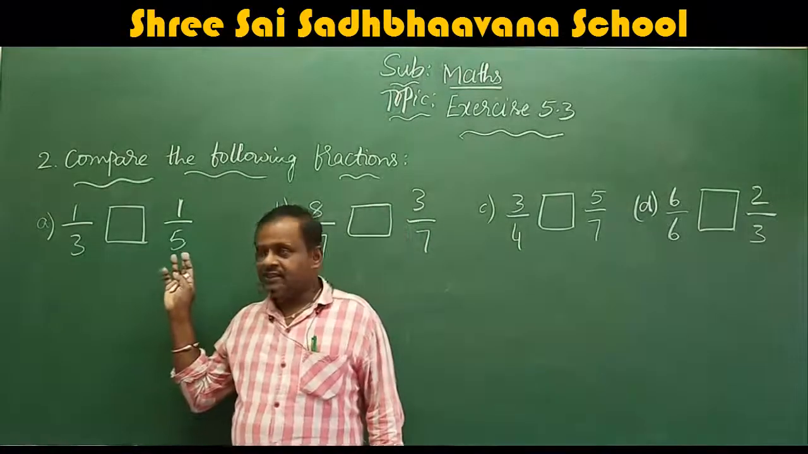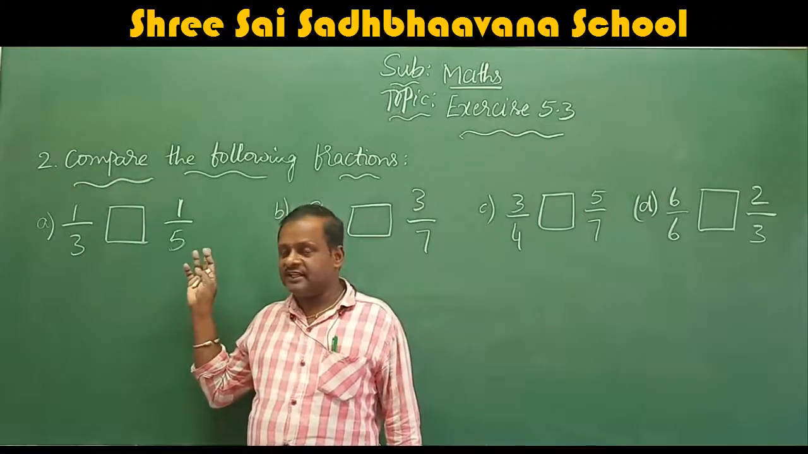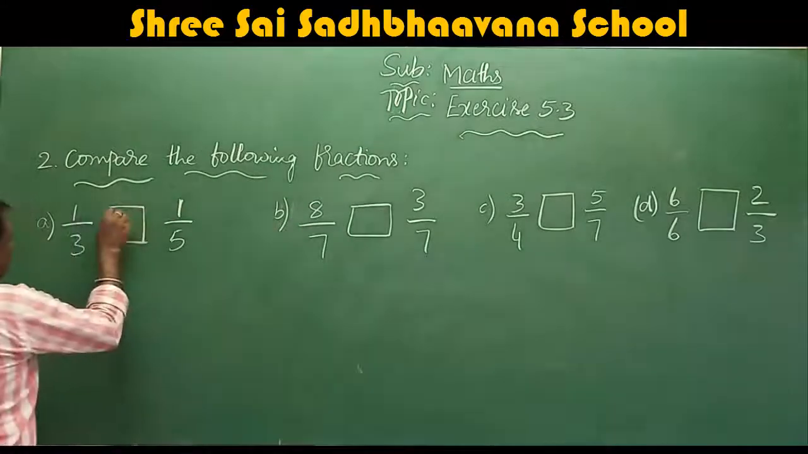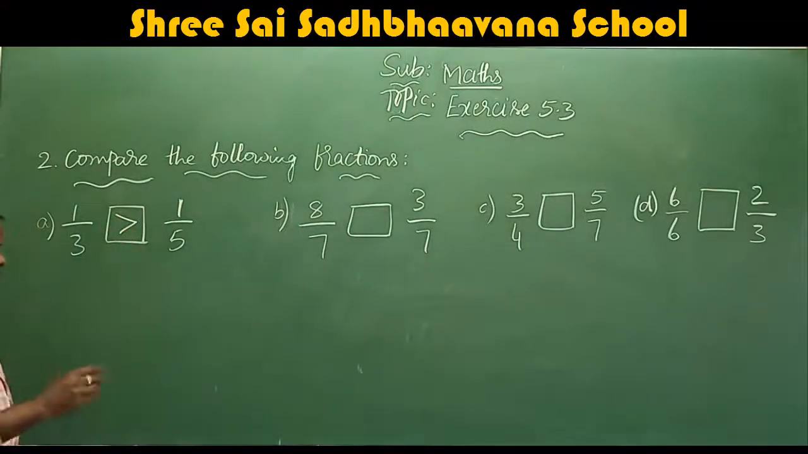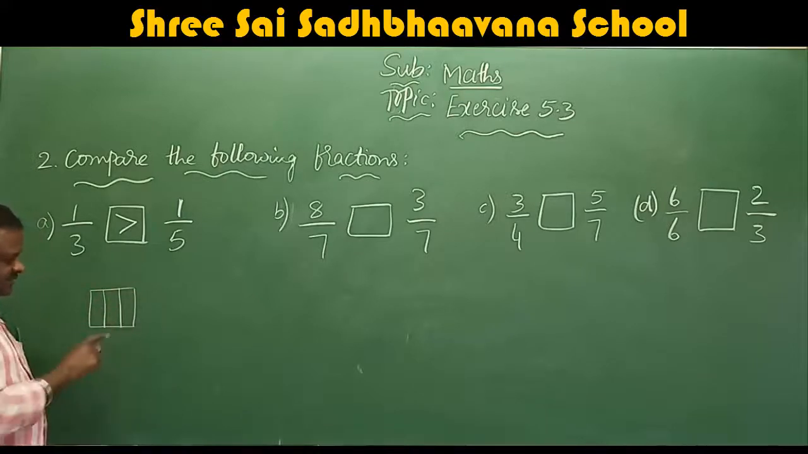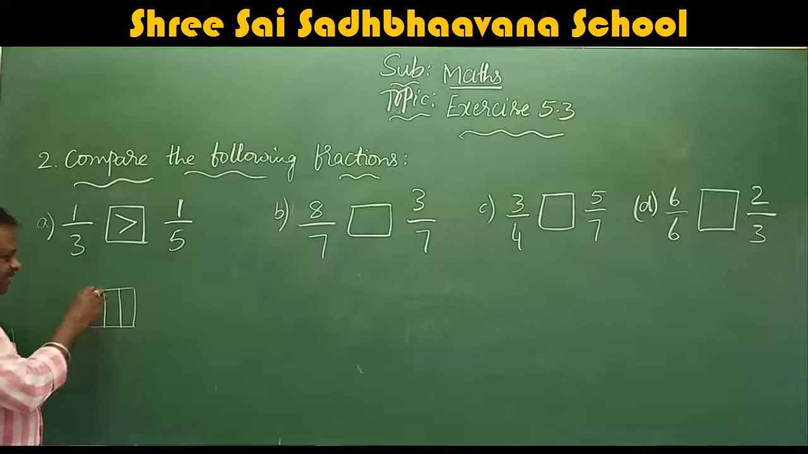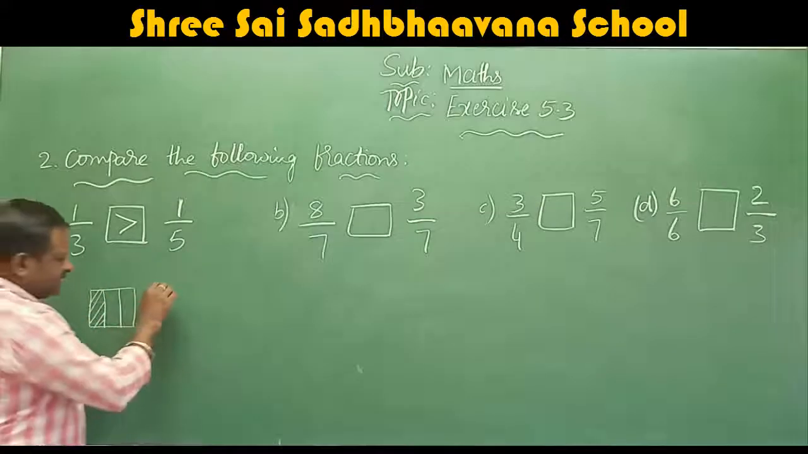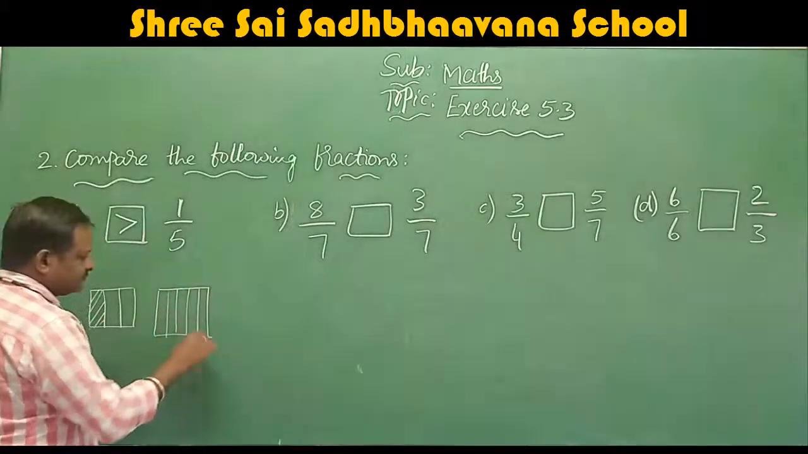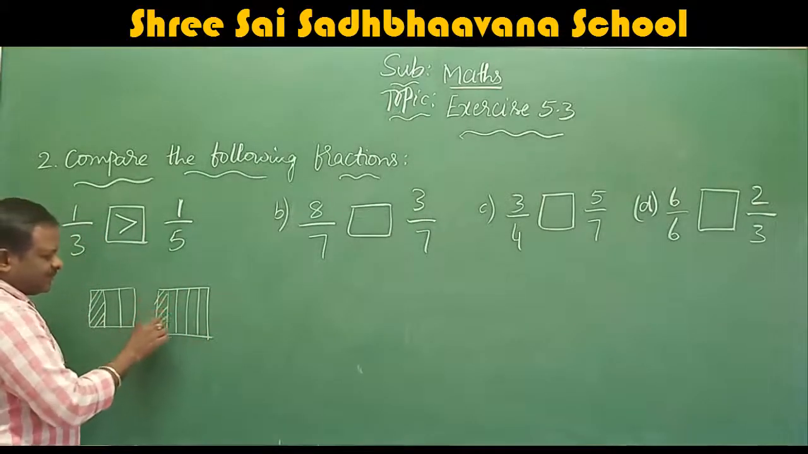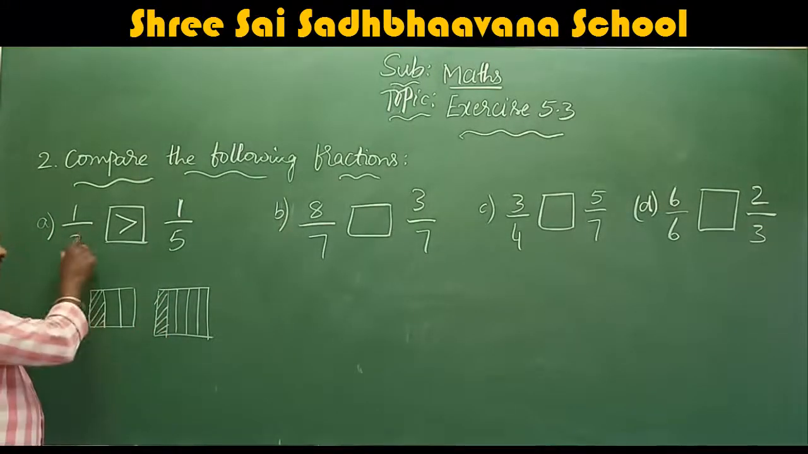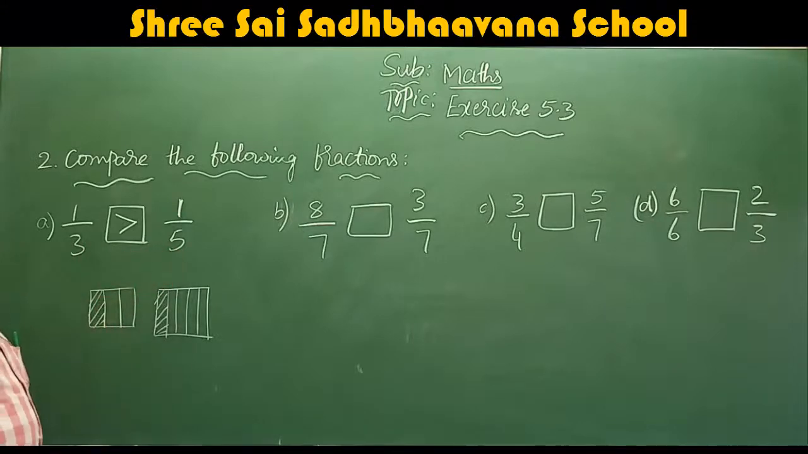Okay. Here the denominator is greater, so this is smaller, so we'll put 1 by 3 like this. How? Just imagine this thing is divided into 3 parts, so we are considering one part. The same thing is divided into 5 parts, we are considering here one part. So which is bigger here? This one is bigger. So this is bigger, this is smaller.